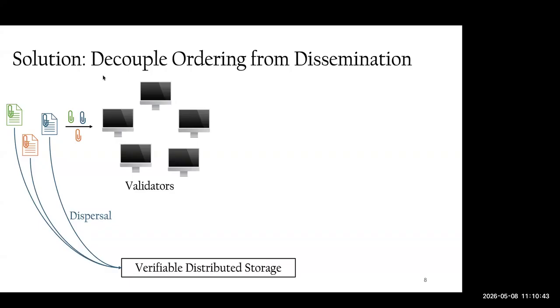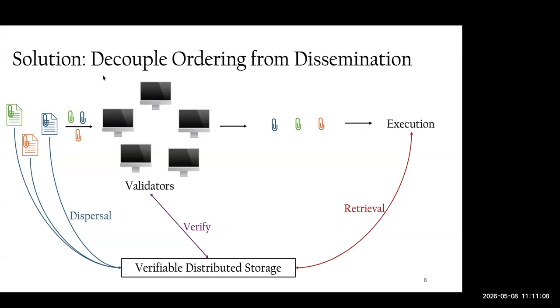What will happen for consensus now is the validators only have the paperclips or the references, but before running consensus, they'll go and verify with the verifiable distributed storage service that the actual transactions corresponding to these paperclips are actually being stored. Once they are convinced that they're being stored, they'll run consensus on the public references and give you an ordering on those references, so just the paperclips. And then the execution engine takes this ordering of public references, goes and gets the actual transactions from the storage service, and updates the blockchain state based on that.